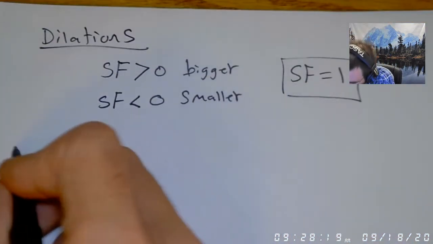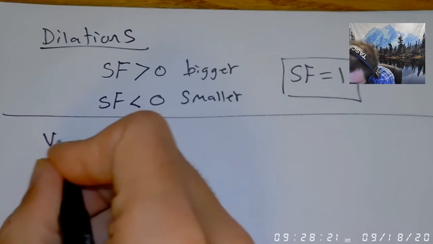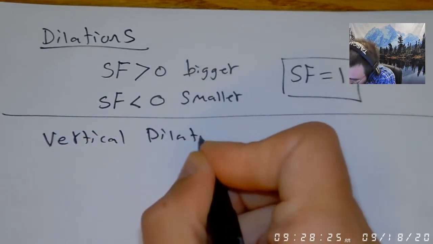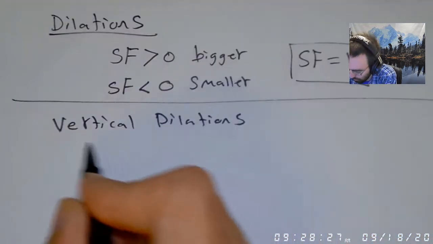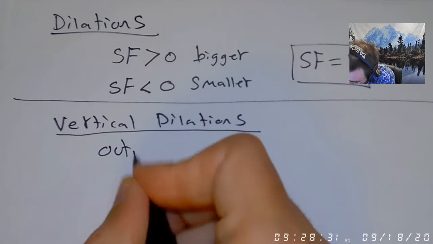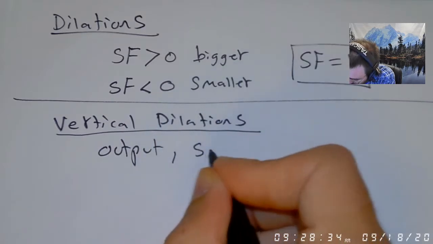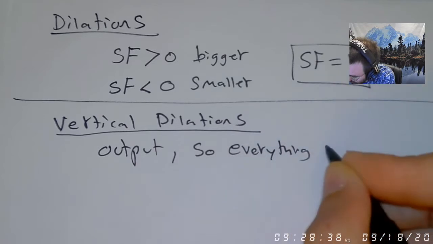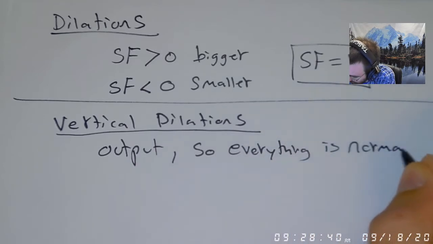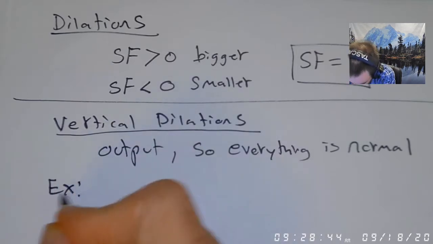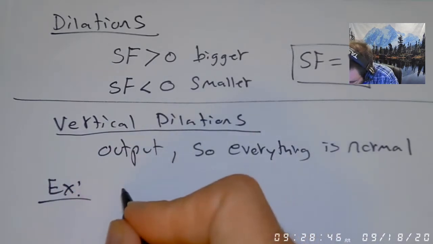Okay, so let's talk about vertical. So vertical dilations are the easiest dilations because we don't have to worry about the whole backwards thing. Okay, so it's the output. So everything is normal. Okay, so we're going to do 2 examples of this. Again, this isn't the one that people have to worry about.